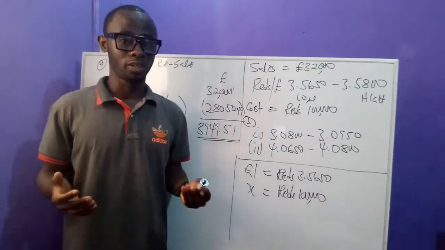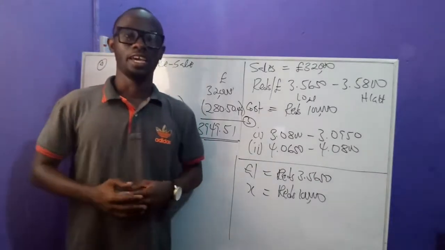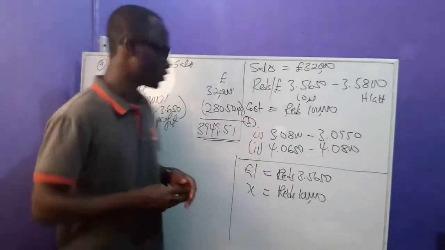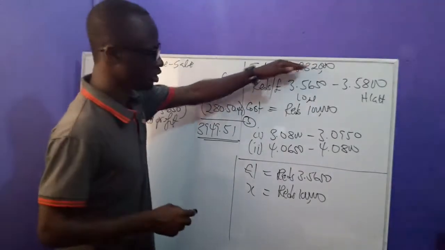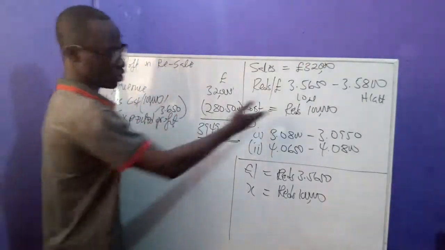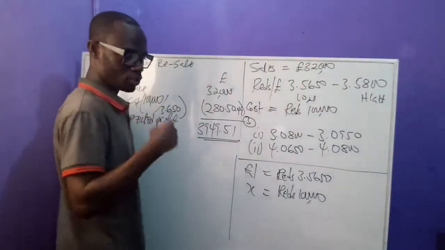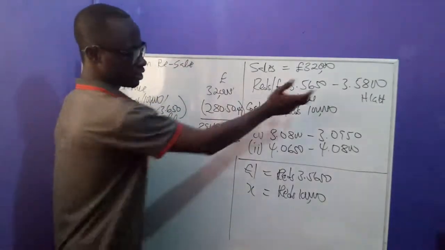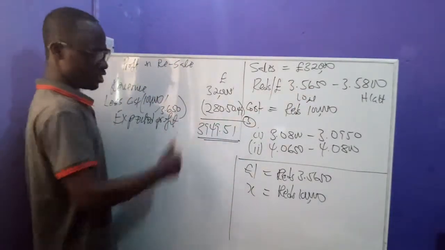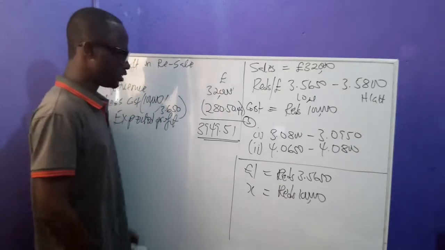So that is the A aspect of the question. I hope it's very easy. You bring the revenue, 32,000, and then you bring the cost, because we are going to be buying, so they would sell to us at the low rate, and then we will get this answer right here.